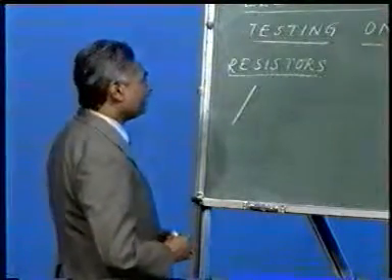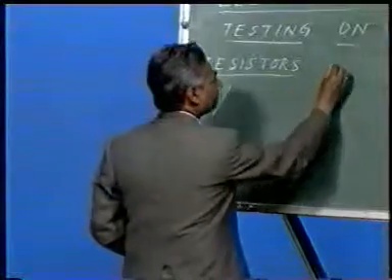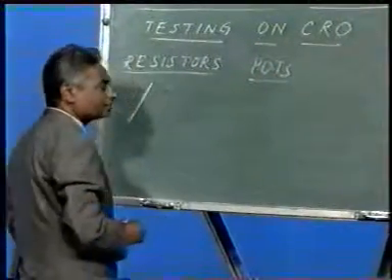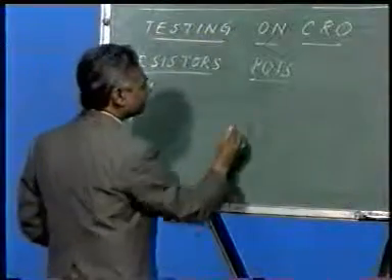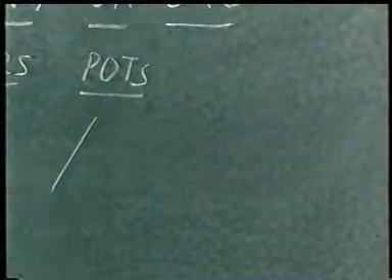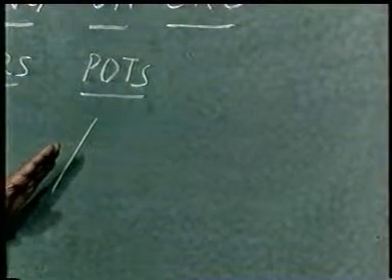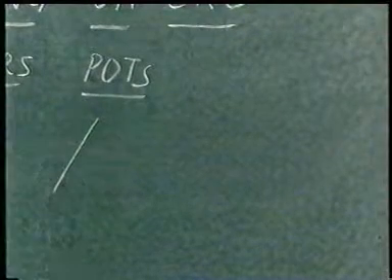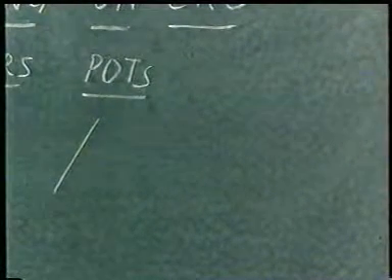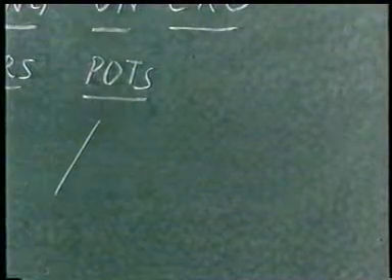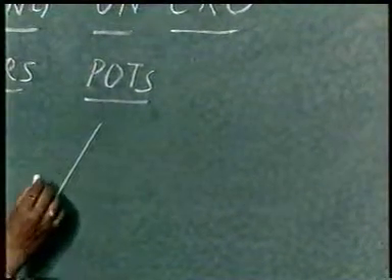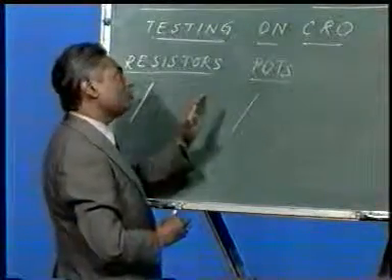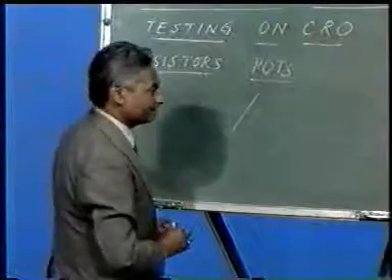Now if it is a potentiometer, that is a pot, in case of potentiometers, again you will get a line like this, an inclined line, but the inclination of the line will keep on changing when I change the value of the resistor, because a potentiometer is nothing but a kind of variable resistor. So once you change the value of the potentiometer, the inclination of the line will change, and that will show that the value of the resistor is changing.